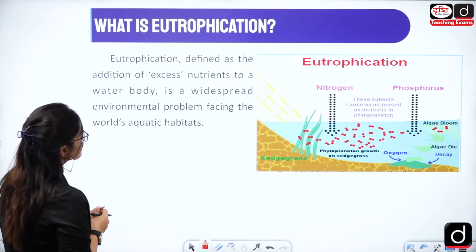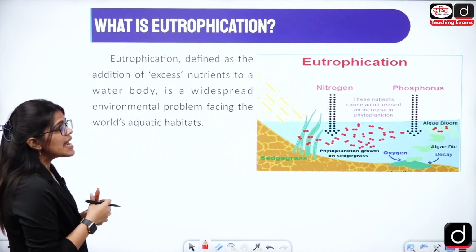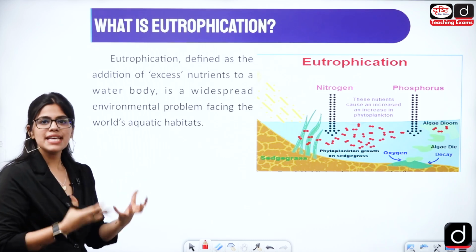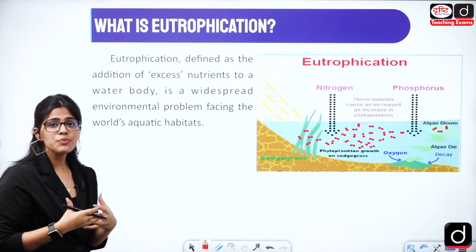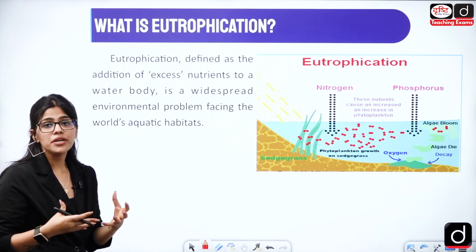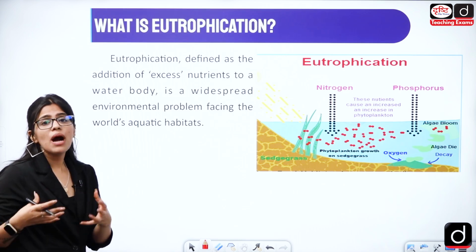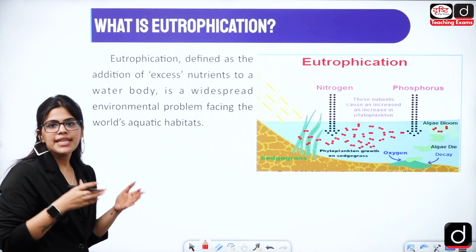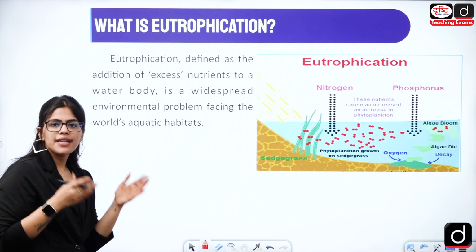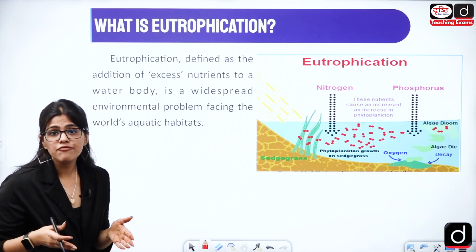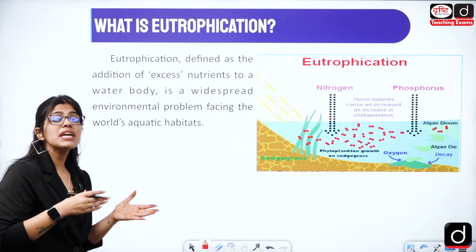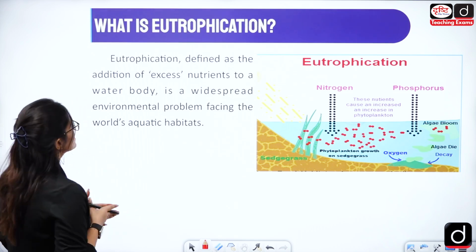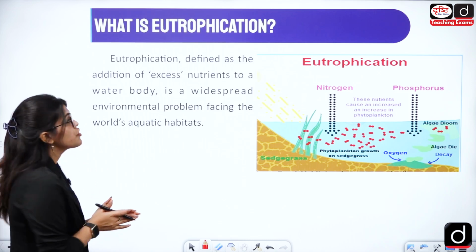Eutrophication, as defined, can be the addition of anything in excess, or this excess can be the nutrients. When these nutrients are added to the water, the water becomes unfit. Naturally, there are some nutrients in the water, and they are needed for the growth of the plants and animals, the flora and fauna. But if it becomes excess, that process is called eutrophication.